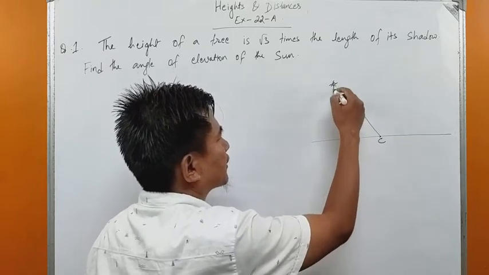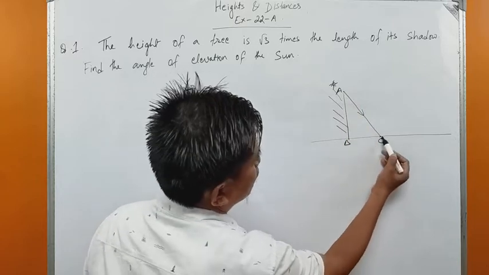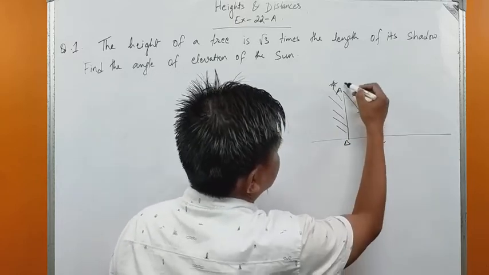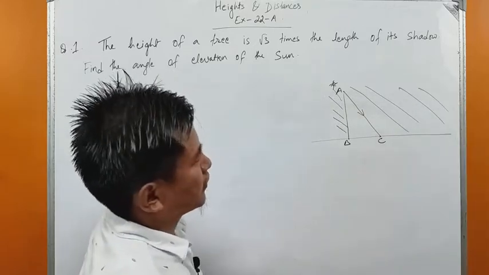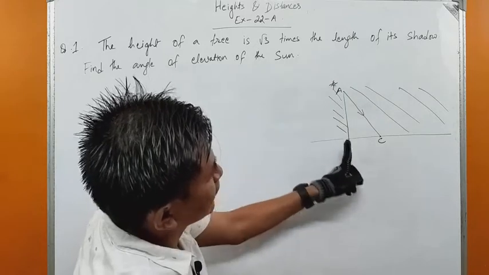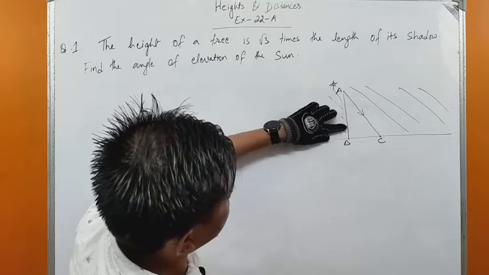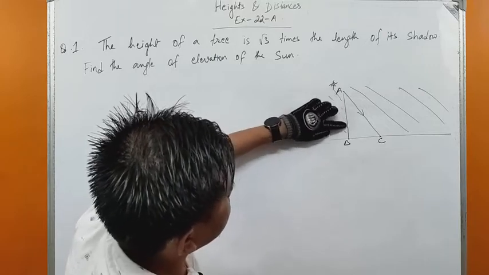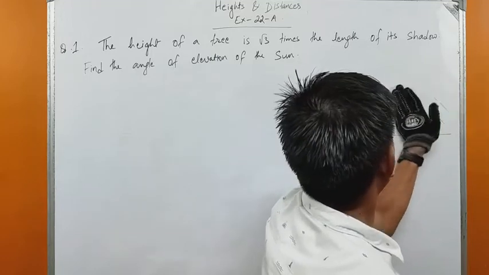Shadow means the rays from the sun are being blocked by the tree. From here afterward, the rays are not blocked, so no shadow is formed. So the rays of the sun which are blocked by the tree form a shadow here. So this is the shadow. BC is the shadow and AB is the height of the tree.